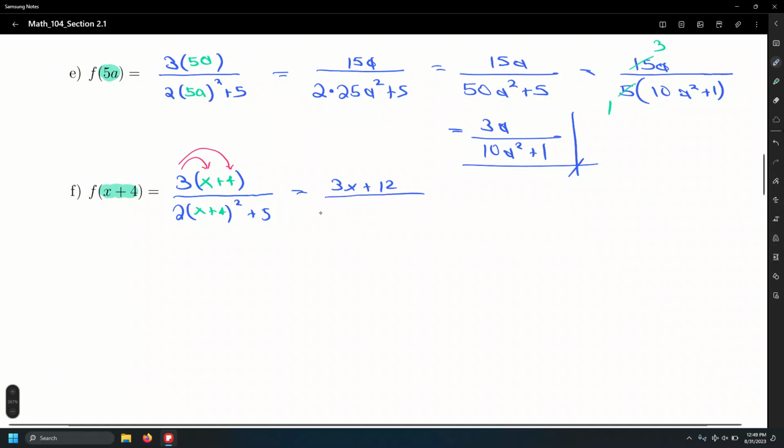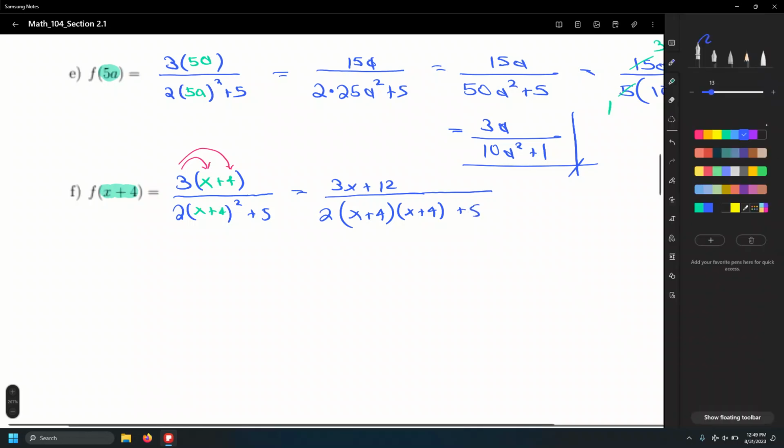And then divide that by 2 times. I'm going to rewrite this x plus 4 squared as x plus 4 times itself, and then plus 5. And here, what we're going to do in the denominator is FOIL the product between these two binomials. That is x times x and then x times 4.